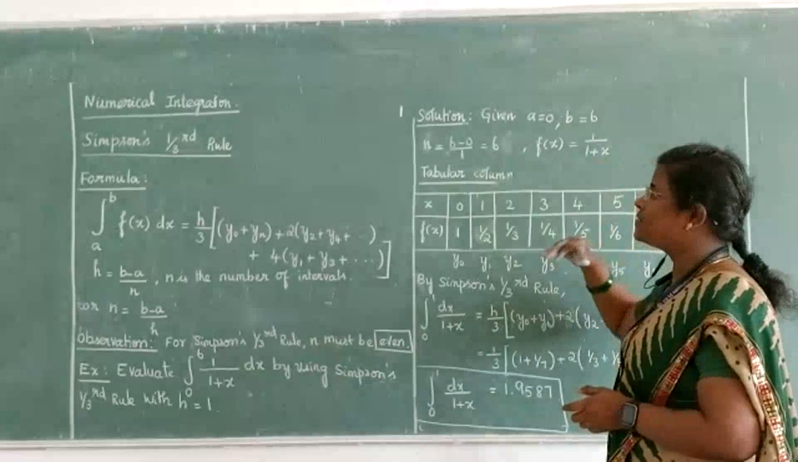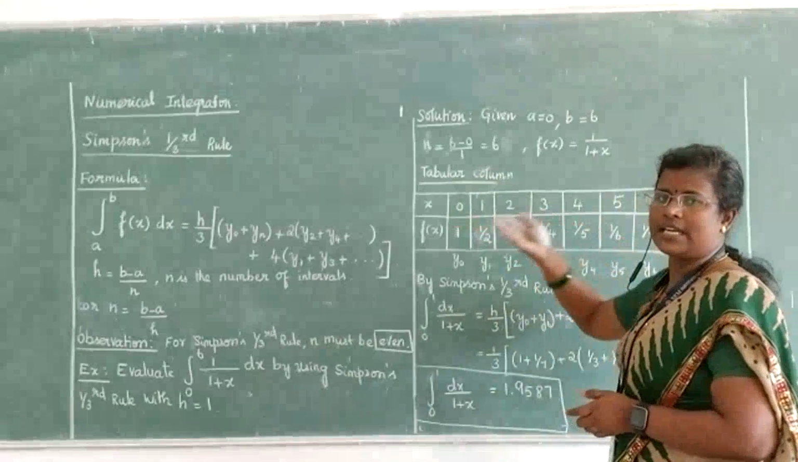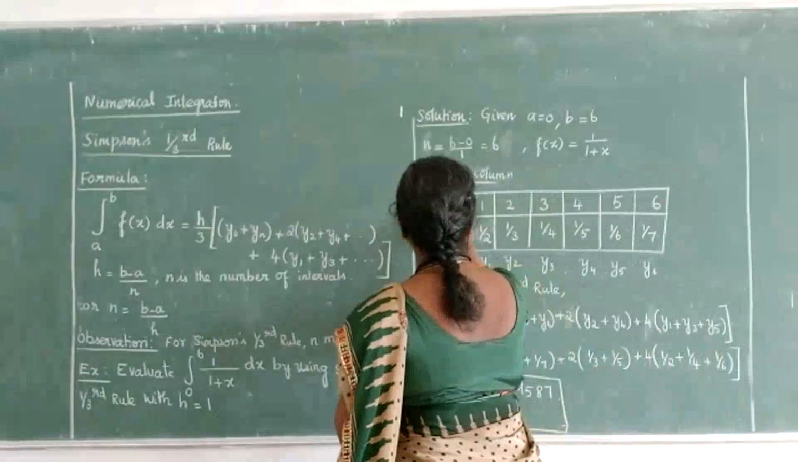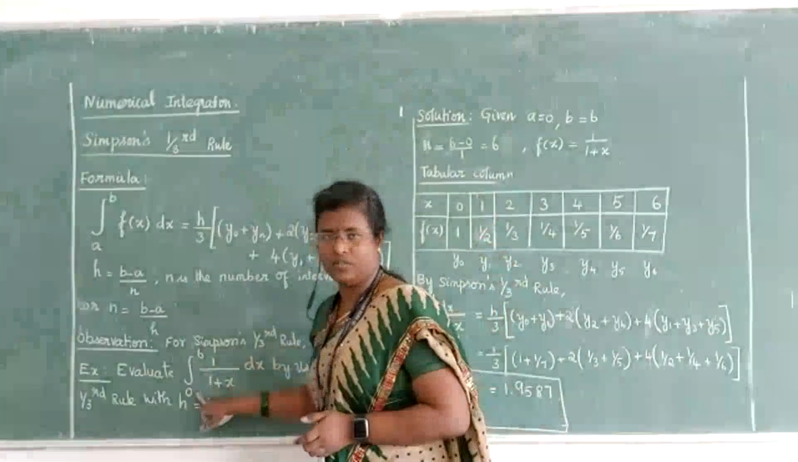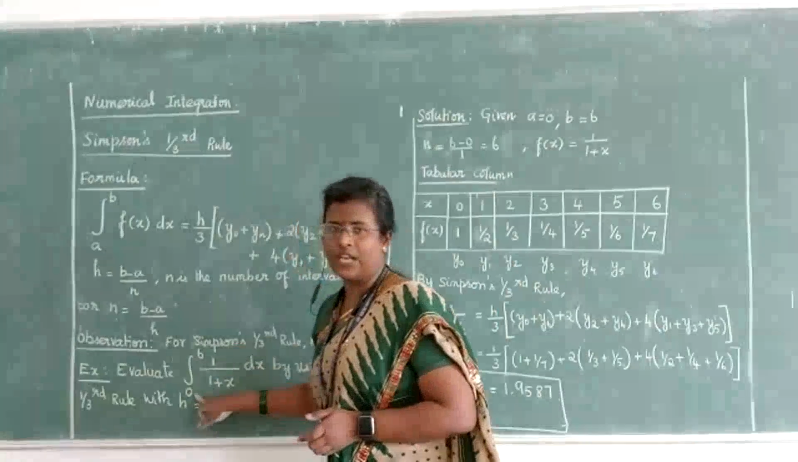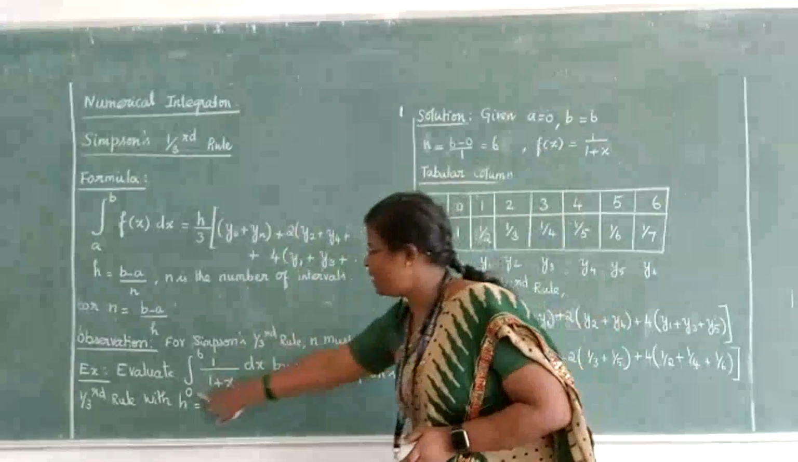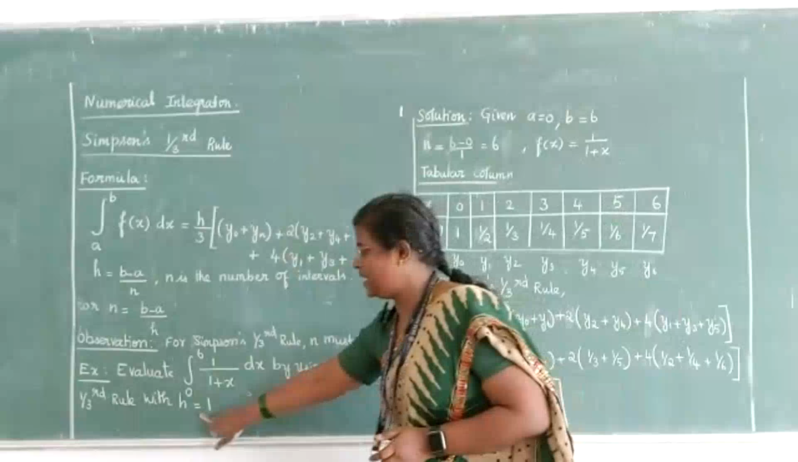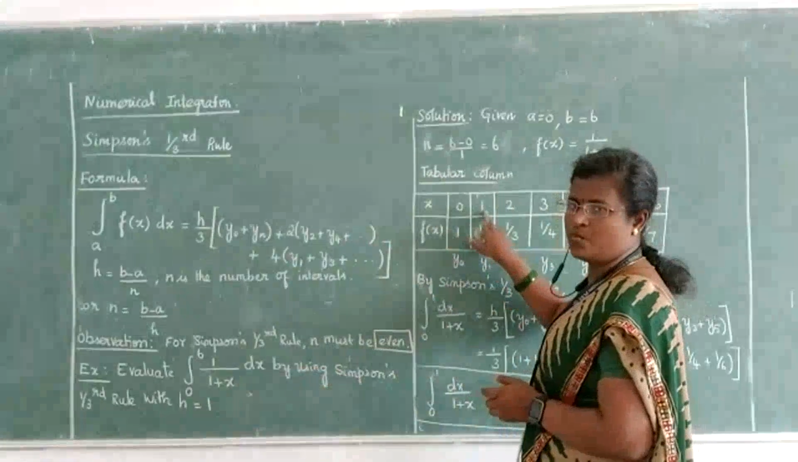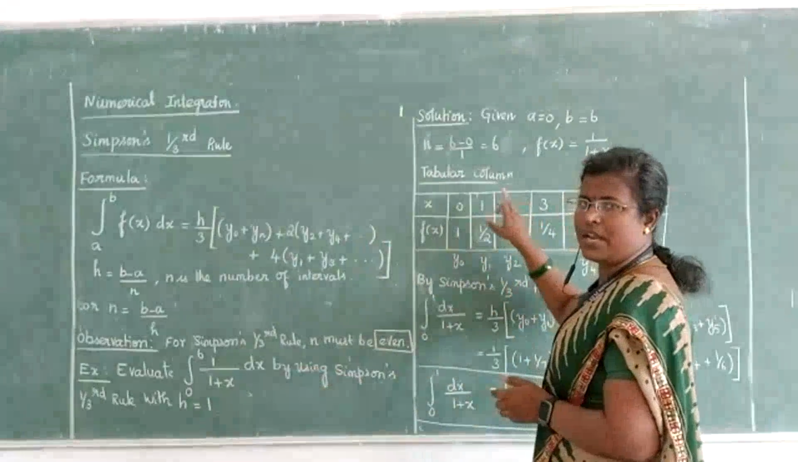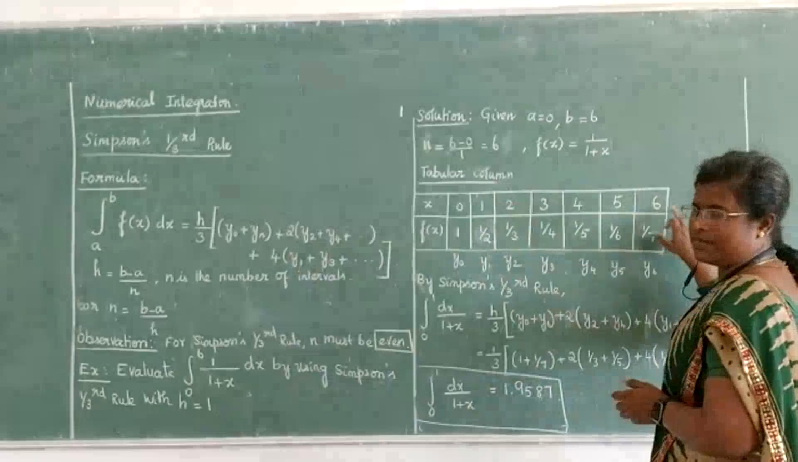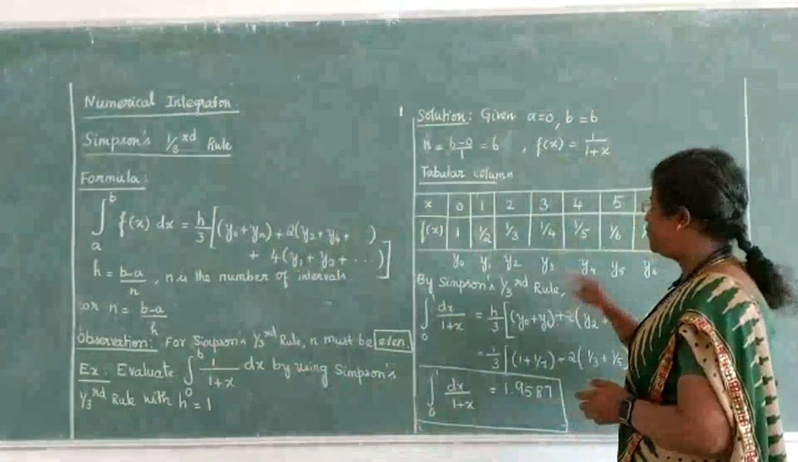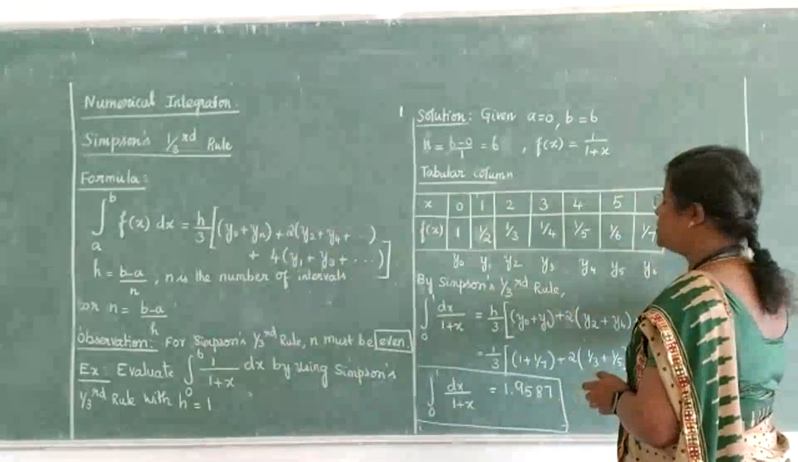Here f(x) is 1 divided by (1 plus x). Now I'm going to find the x values and the corresponding y values, which are f(x). Take the first value of x as the lower limit, 0, and then add the interval length: 0 plus 1 is 1, 1 plus 1 is 2. Similarly, you go up to 6, because the upper limit is 6.